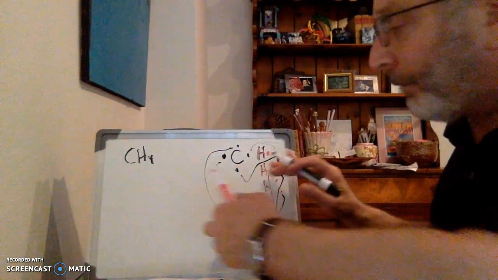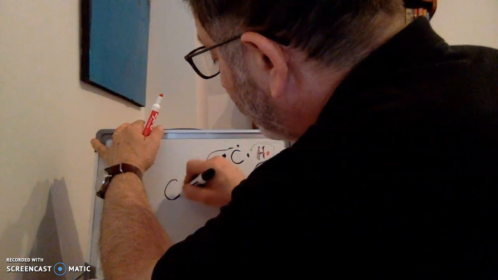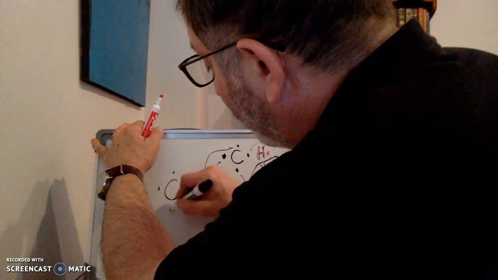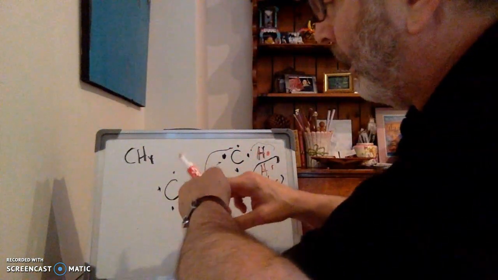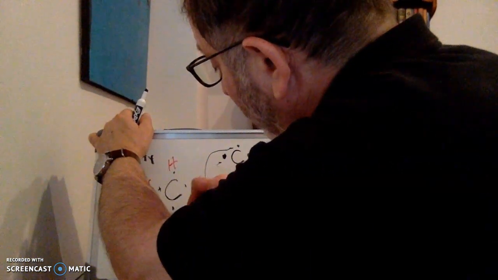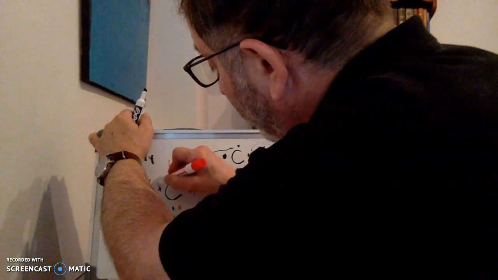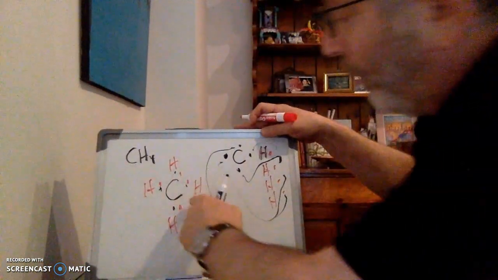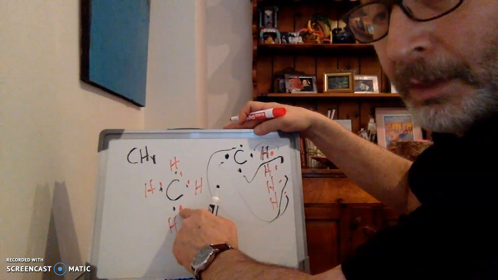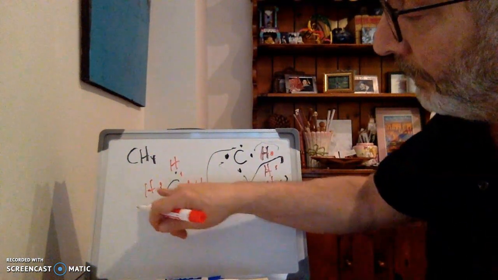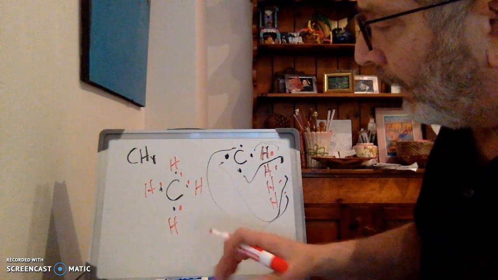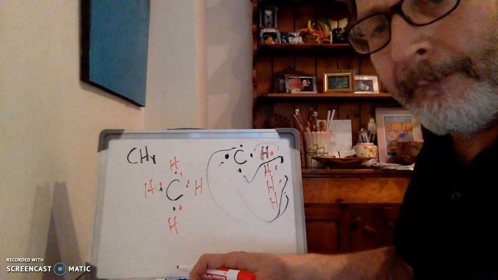If I bring it all together, the Lewis structure would look like this. Here's the carbon. I got 1, 2, 3, 4 electrons. And then I have the 4 hydrogen atoms. 1, 2, 3, 4. And this here, this here, this here, this here. 1 electron in the pair comes from the hydrogen, 1 comes from the carbon, 1 comes from the hydrogen, and all the way around. That is the Lewis structure for methane.